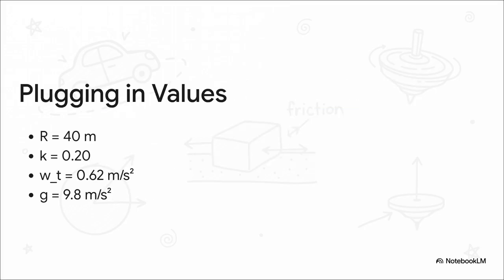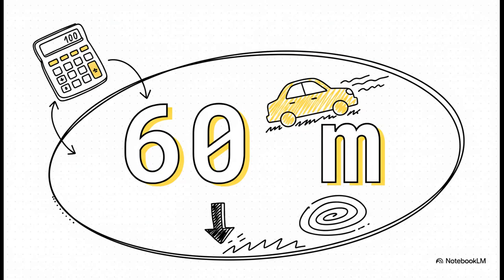So let's run down the list and plug in what we know. The radius r is 40 meters. Our coefficient of friction, mu k, is 0.20. The tangential acceleration, at, is 0.62. And for g, the acceleration due to gravity, we'll use the standard 9.8 meters per second squared. You run all those numbers through your calculator, and boom, there's our answer, 60 meters. The car can accelerate along this curve for exactly 60 meters.